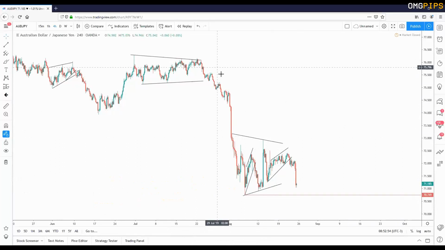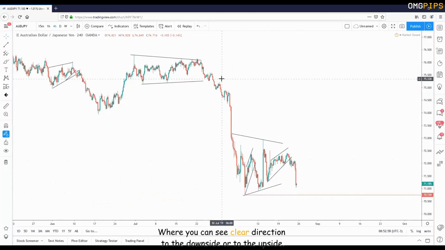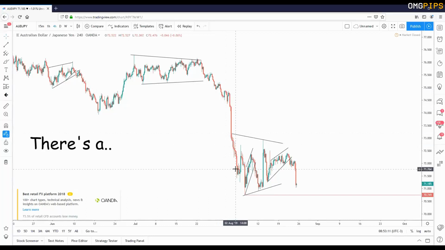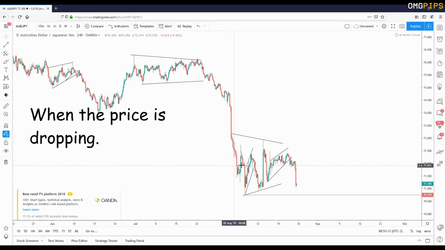The first impulsive move, you can simply see that we've got an impulsive movement. So an impulsive move is where you can see clear direction to the downside or to the upside. You can see clear direction. In this case, we're seeing a clear movement to the downside. It's like impulsively moving to the downside. All these red candlesticks show there's a lot of momentum when the price is dropping.